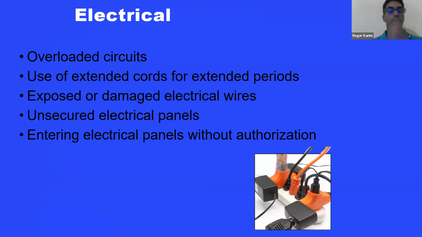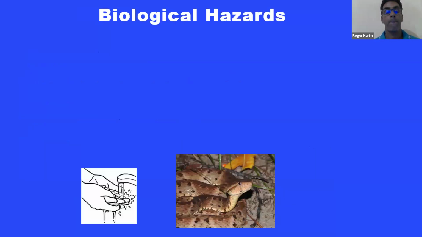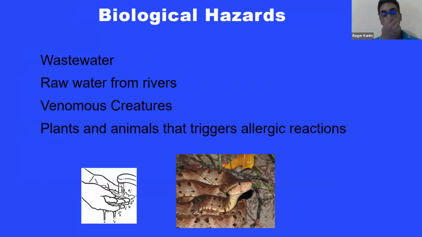Electrical: overloaded circuits, extension cords, damaged electrical wires, unsecured electrical panels, entering electrical panels without authorization. For entering any electrical panel, what we normally require is a lockout tagout system and a work permit system. Biological hazards, wastewater. Many of our facilities, many of our raw water sources, we have farm discharges, industrial discharges. So the raw water from the river is not always bacteriologically safe, depending on which part of the river you're abstracting water from.